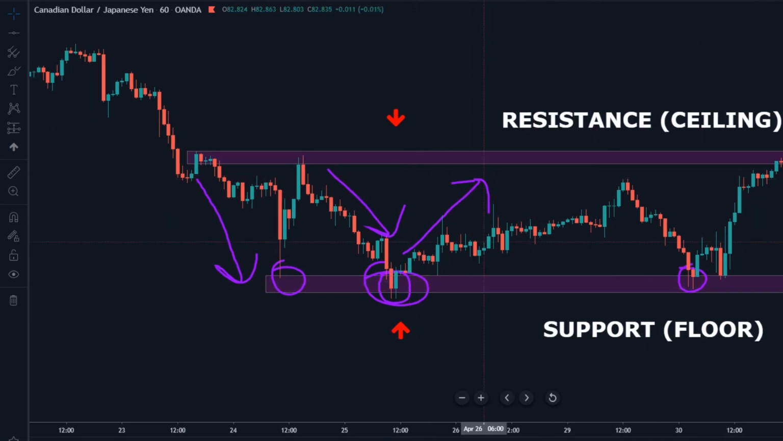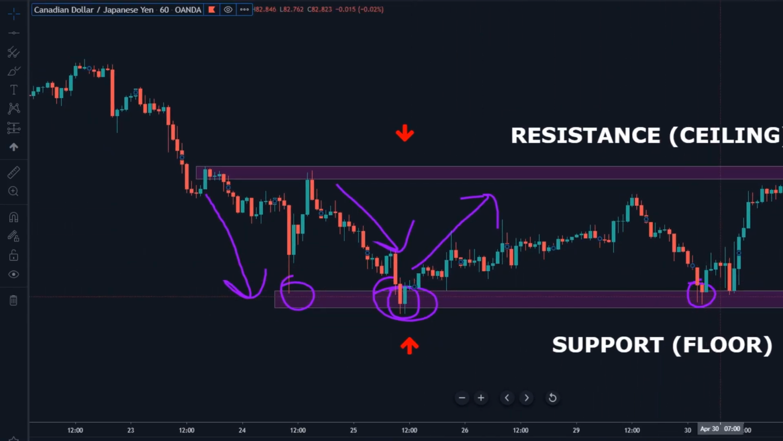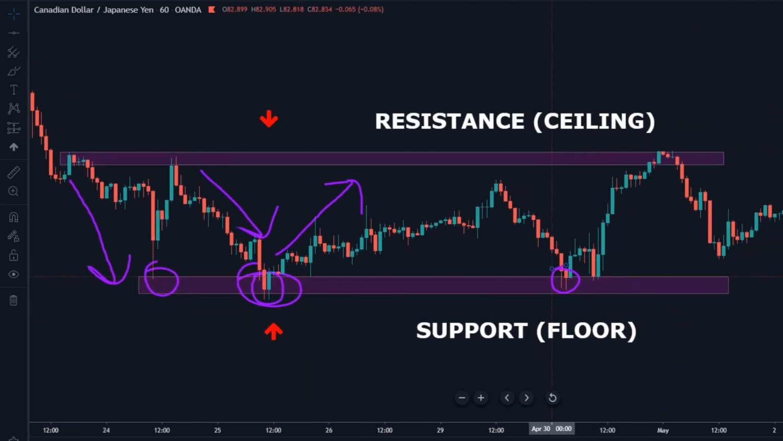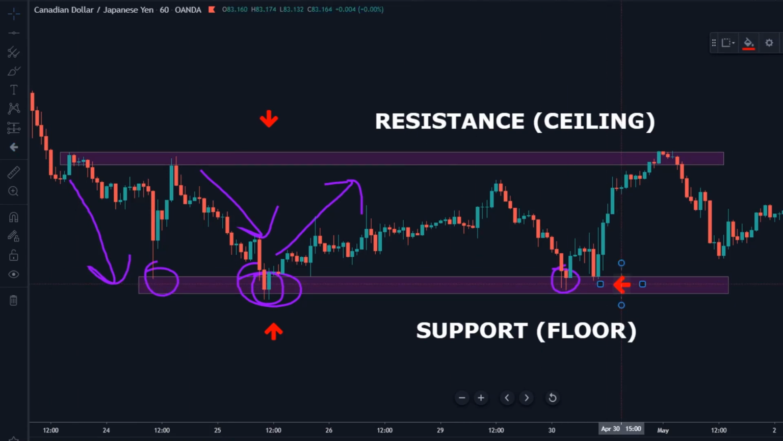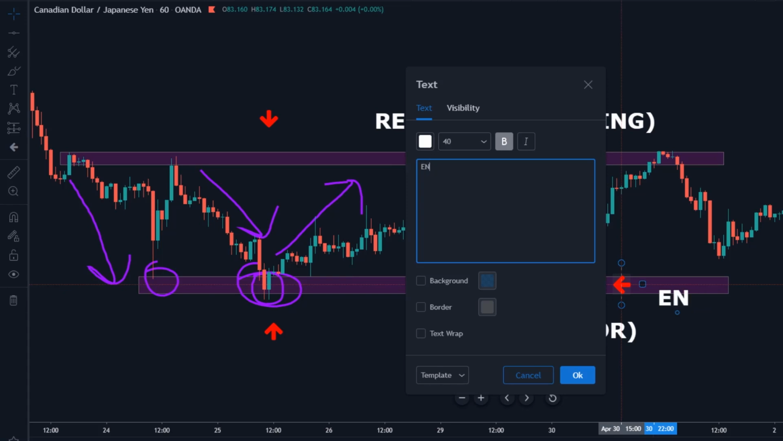So you can see it's been touched multiple times, and multiple times has it been rejected. What I could have done is I could have entered right on this level. I could have entered right here. Entry.